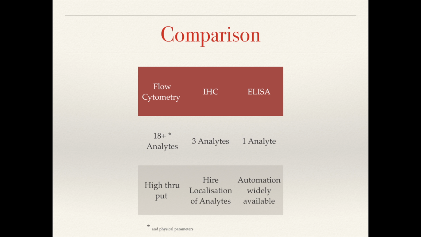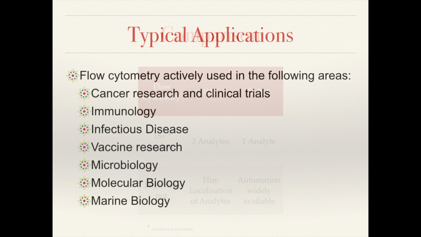ELISA has the advantage that there is a lot of automation widely available. Flow cytometry is a valuable technique and is used in cancer research and clinical trials, in immunology, infectious disease, vaccine research, microbiology, molecular biology, and marine biology.